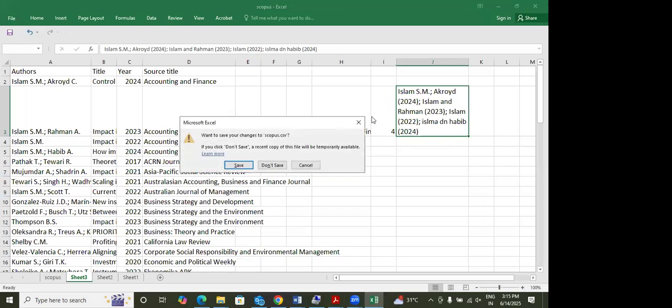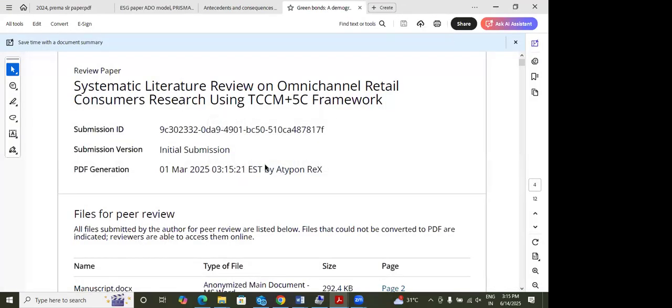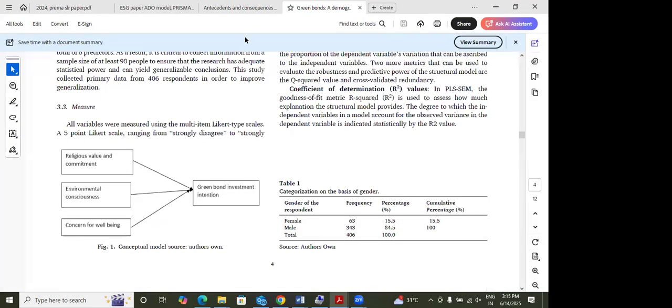Okay, so should I end the Zoom now? You can stop sharing the screen.